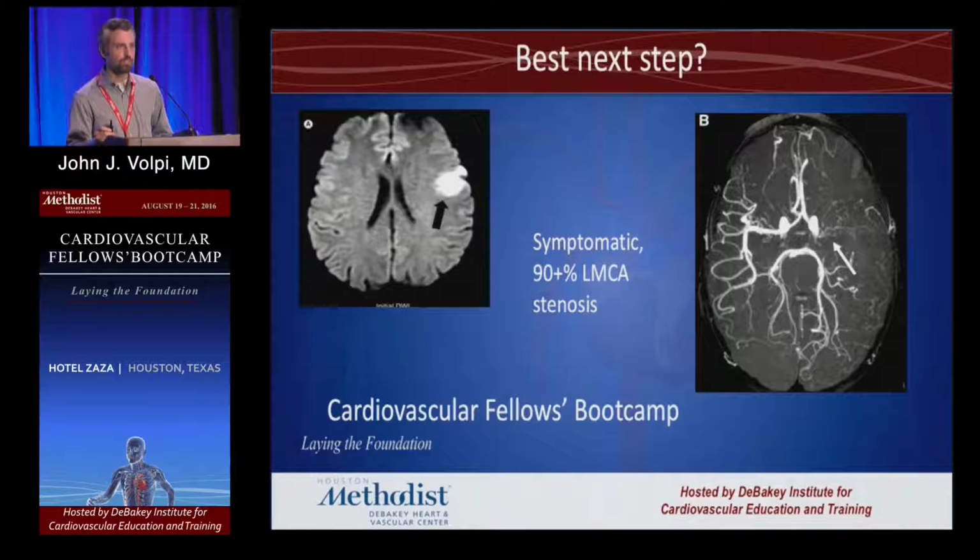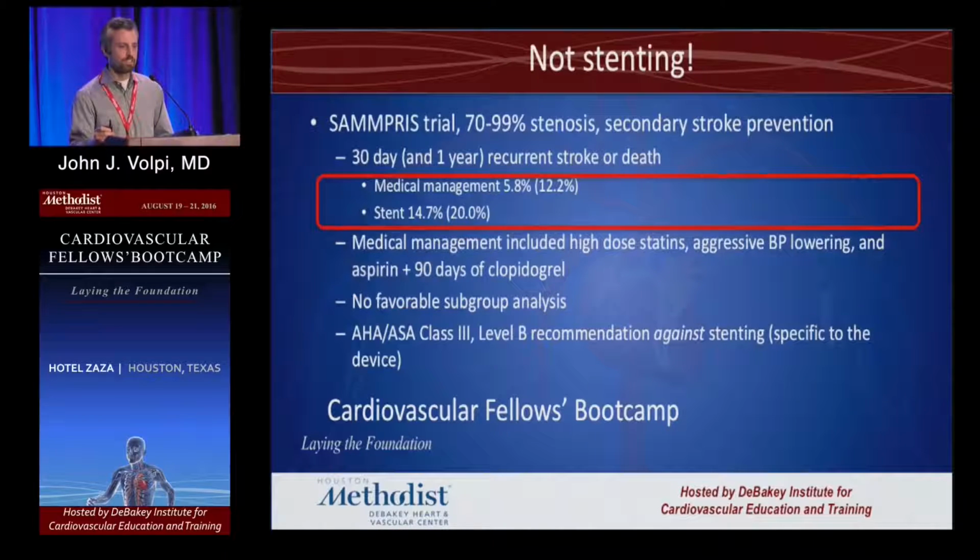I hear a vote for stent. Who votes for stenting? Not stenting. The SAMMPRIS trial was done looking at the specific question of intracranial stenosis and whether we should stent. We looked at symptomatic 70 to 99% stenosis, and the medical management stroke rate in the first 30 days and 1 year was 6% and 12% versus stent was 14% and 20%. The medical management was the standard things you'd include: statins, blood pressure lowering, and aspirin and clopidogrel.